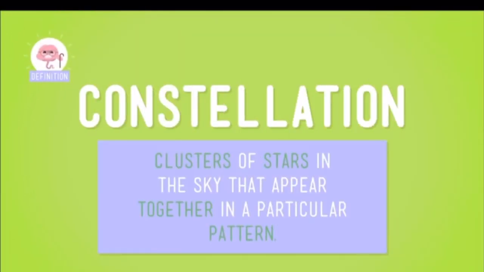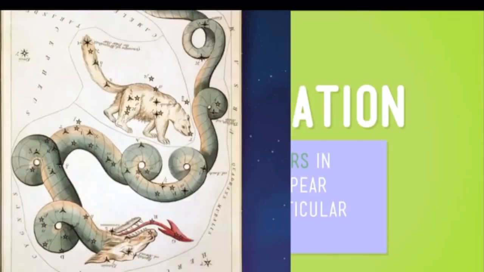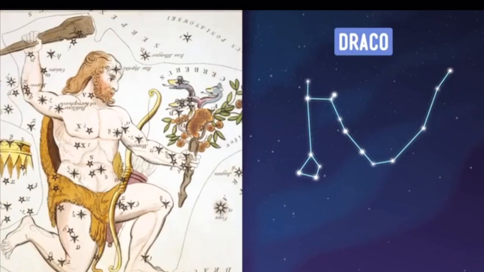Ready for more stargazing? Last time we talked about constellations, clusters of stars in the sky that appear together in a particular pattern and have been given a super cool name like Draco or Hercules or Pegasus. And you might also remember that astronomers can use constellations to help them find objects in the night sky.